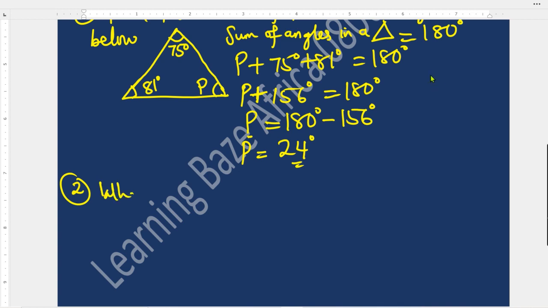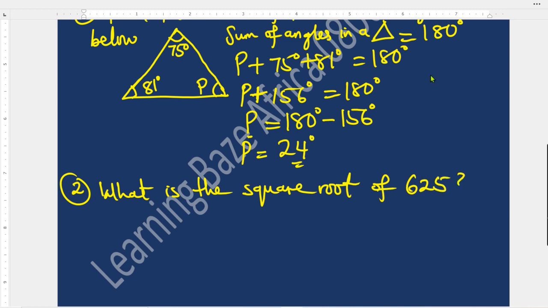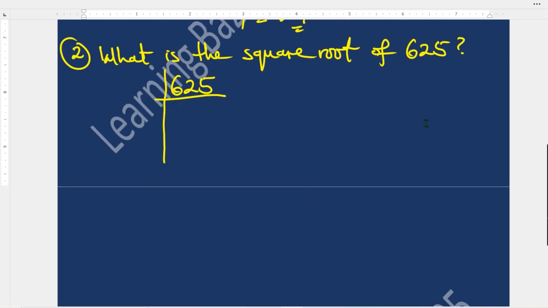So number 2, what is the square root of 625? So right here, you divide 625 until you are unable to divide again. That's how to find square root, okay? If you don't know the square root by heart, you keep dividing. So 625 ends with 5. Any number that ends with 5 can be divided by 5. So now let's write 5 and let's divide by 5.